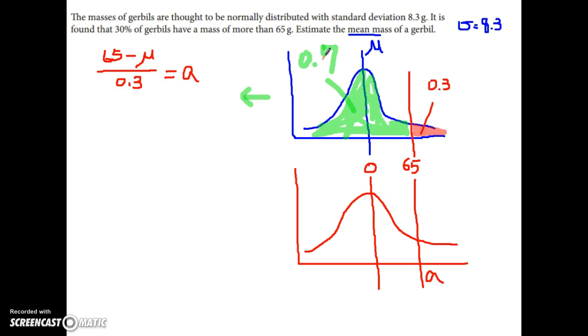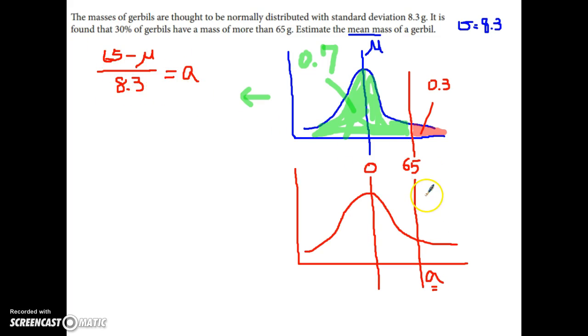Okay, so we'll need the knowledge on how to convert any normal distribution graph into a standard normal distribution graph. We'll need that knowledge. Okay, so now we have 65 minus my mean divided by my, this should not be 0.3. That should be divided by my standard deviation. This will be 8.3. And that's going to be the value of A. Right? My value of A is this.